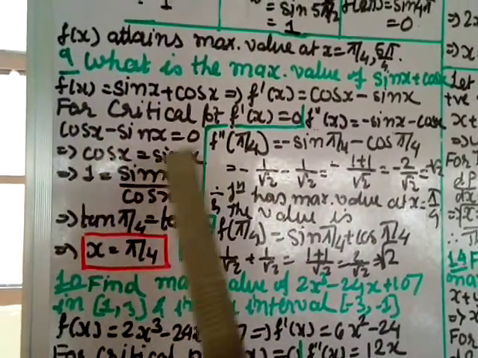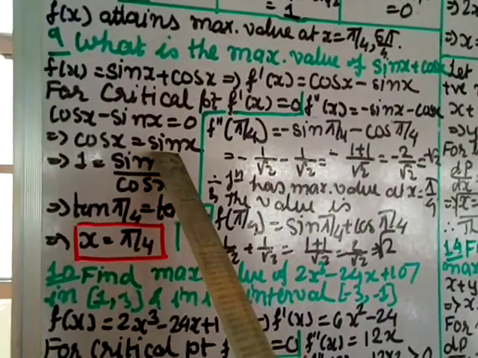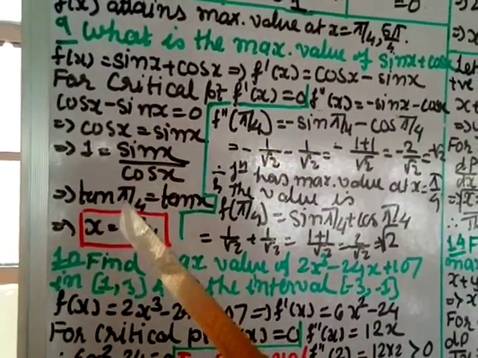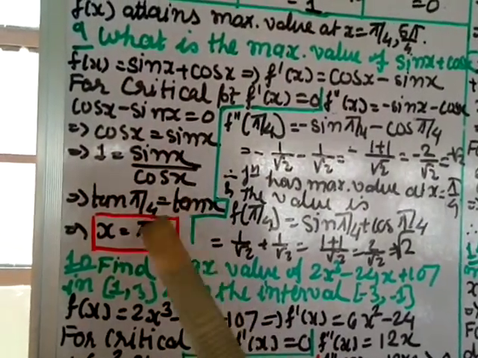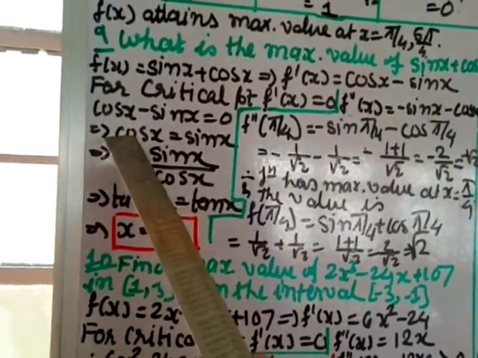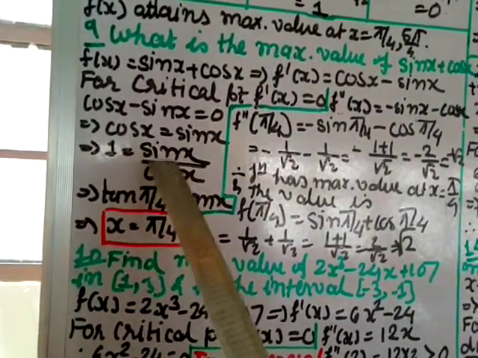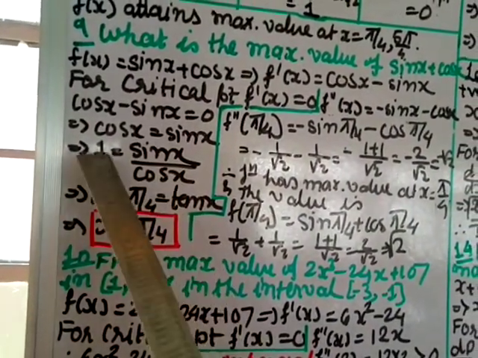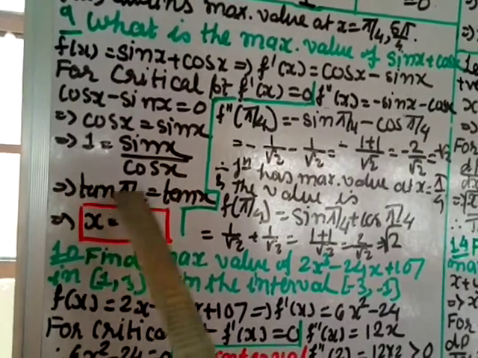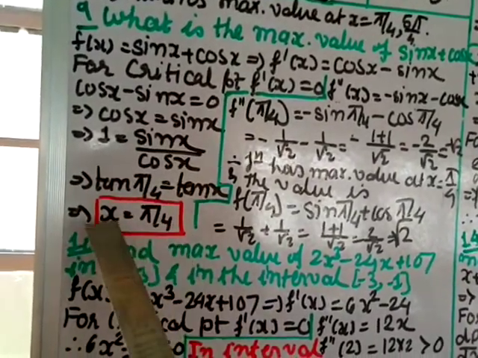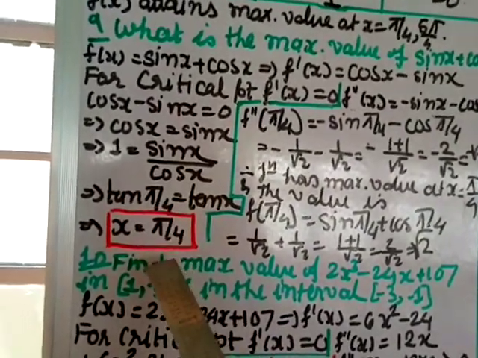I am just dividing. Last time what I did, instead of sine, I converted sine to cos by writing cos pi by 2 minus x. That also you can do, okay? But here I am just using another way. So I am transferring cos x here, so here remains 1. So here 1 equals sine by cos, but sine by cos is tan. And which value of tan is 1? tan pi by 4. So I can compare x and pi by 4, so x value is pi by 4.